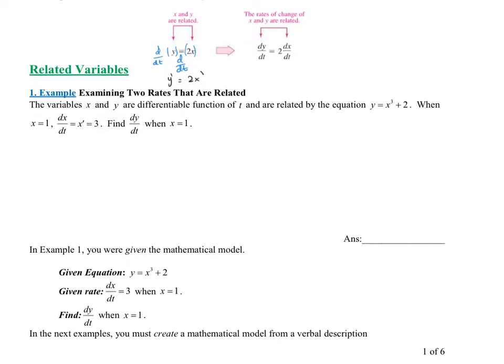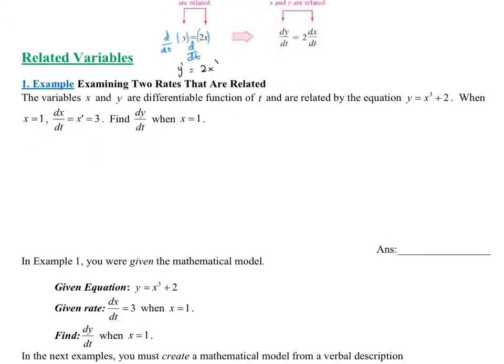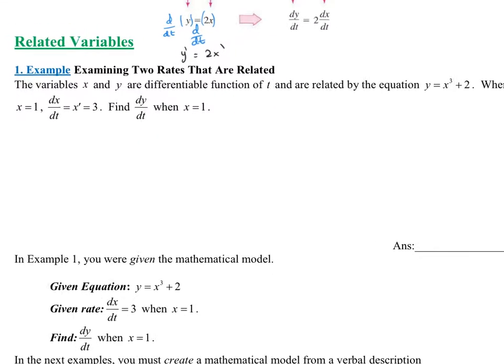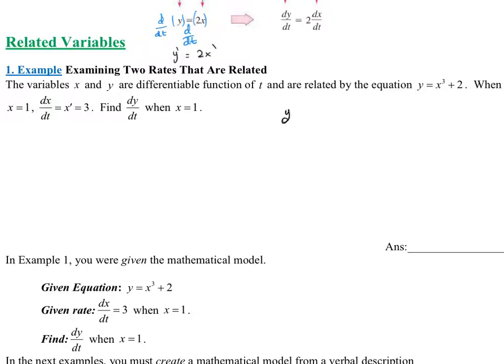Example 1 says, examining two rates that are related. The variables x and y are differentiable functions of t and are related by the equation y equals x cubed plus 2. When x equals 1, dx dt, which again I call x prime, is 3. It asks us to find dy dt when x equals 1. So what are we going to do here? Well, the first thing we're going to do is look at the equation. The original equation they gave us is y equals x cubed plus 2. We realize both of these are now functions of t, so we're going to take the derivative of both sides of the equation with respect to t.